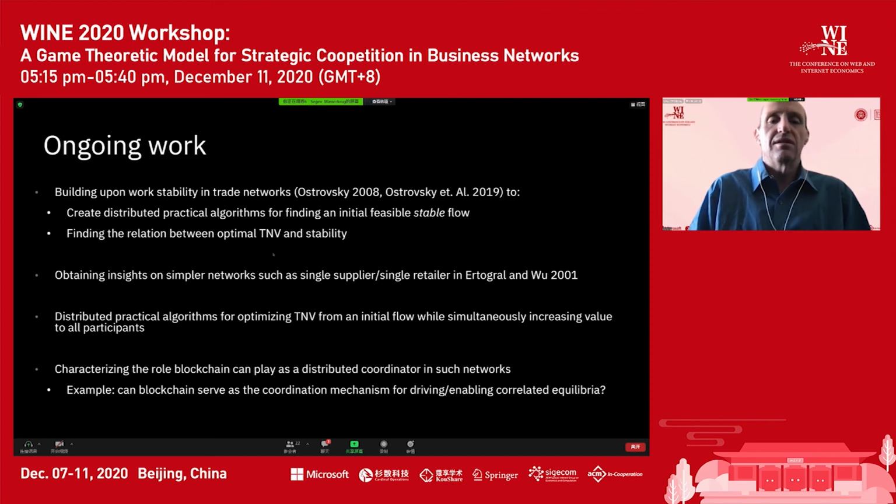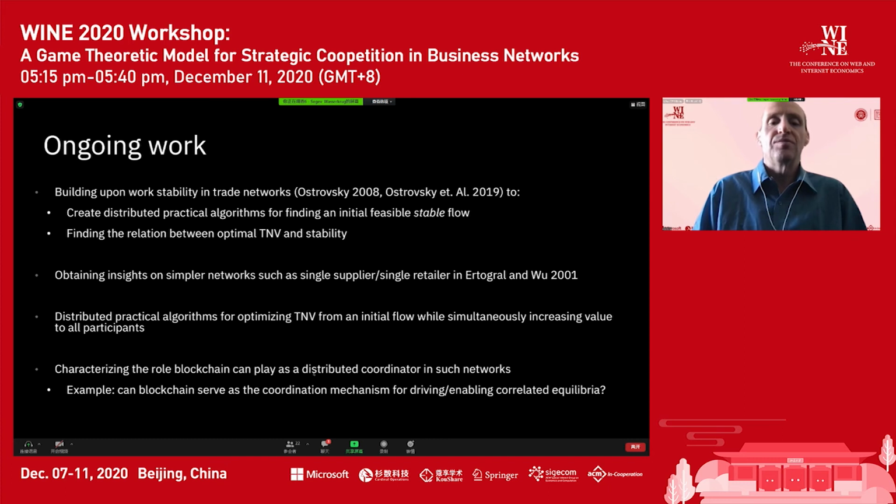We are, of course, additionally obtaining additional insights, doing analysis of specific games, and looking at core concepts such as the core, Shapley values, and equilibria, starting from simpler examples. Usually there is already a set of contracts in such business networks, so how can we help the parties form a set of agreements that increases the TNV while providing value to all the participants?